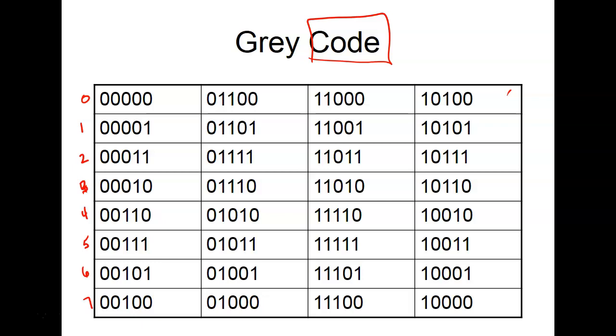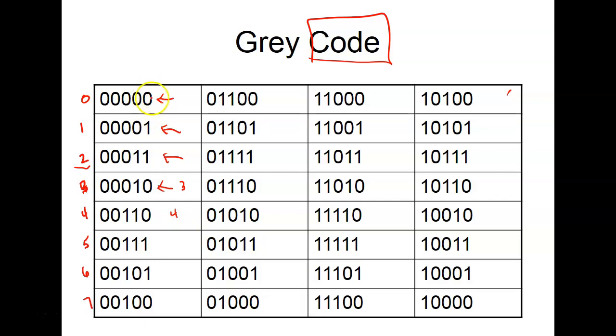So this pattern represents a 0. You say, okay, that's the same as binary. This pattern represents a 1. This pattern represents a what? 2. It's not binary, it's a code, right? This pattern represents a 3. This pattern represents a 4. It's not binary, it's a code, okay?